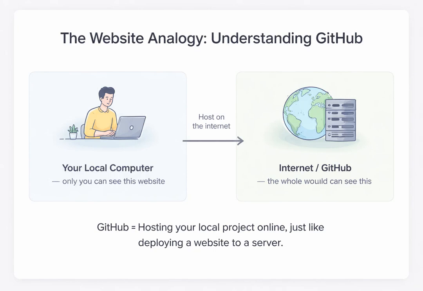Here's a great analogy to understand what GitHub actually does. Imagine you're building a website. You build it on your own computer, your local machine. At this point, only you can see it, or maybe people on your local network. But if you want the whole world to see it, you need to host it on the internet, right? That's exactly what GitHub does for your code. When you push your project to GitHub, it goes onto the internet. Your code is now accessible from anywhere in the world. GitHub is essentially a hosting service for your code projects, just like a web host is for websites.